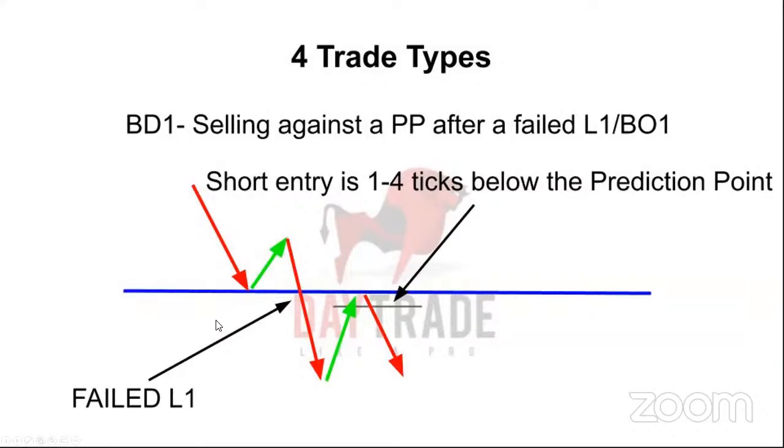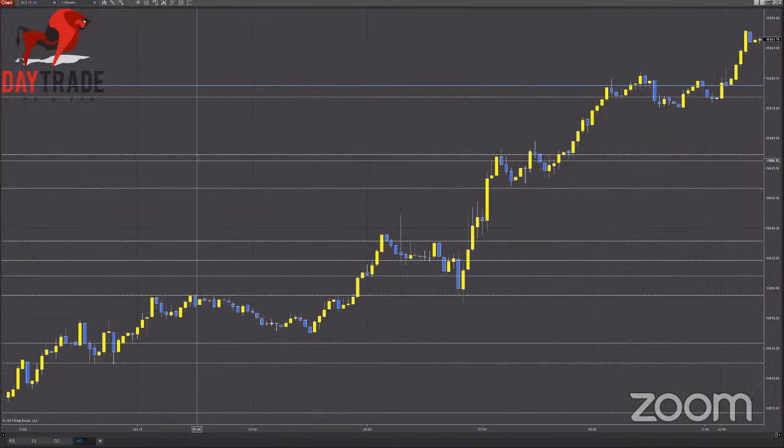And then the next trade would be a breakdown one, BD1. And we're selling right here. We have an L1, it fails. So this trade doesn't work. And then we are selling against the level. You'll see why this works so well with prediction points. We're selling against the level for a move down to a lower target. Those are the 4 trades. Now we're going to go look at some things together, but that'll give you a place to start.